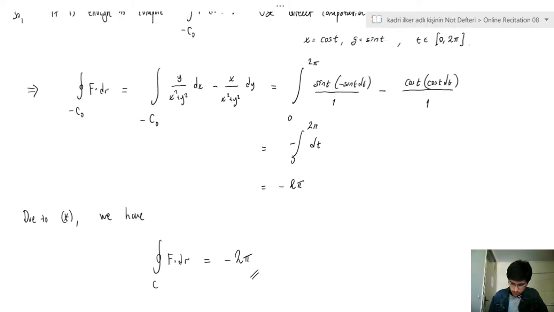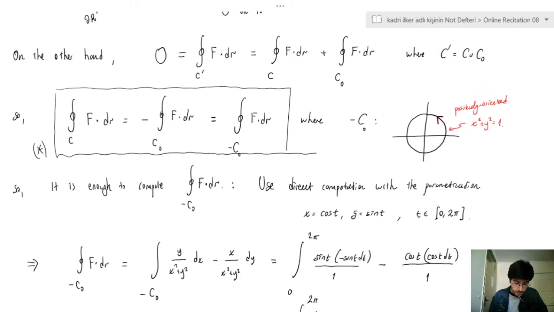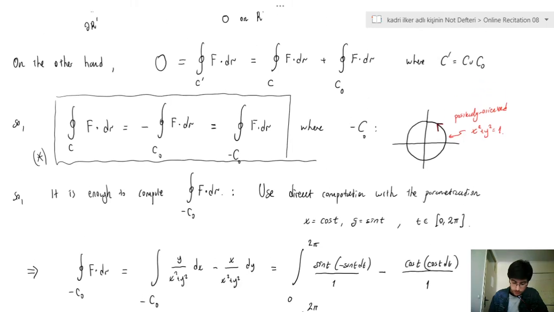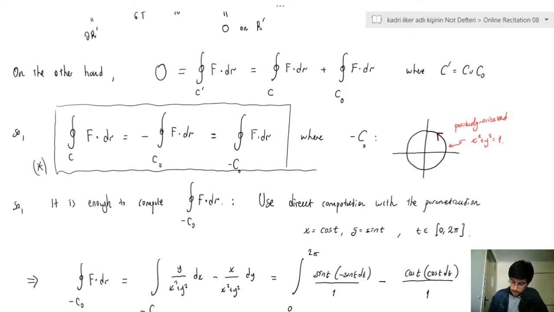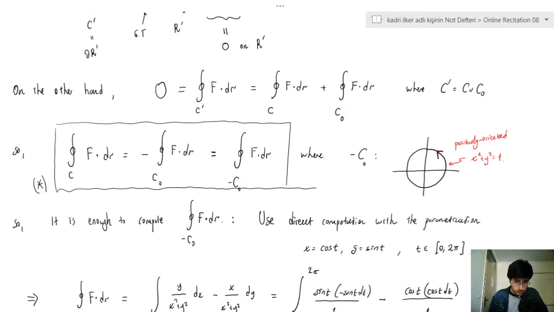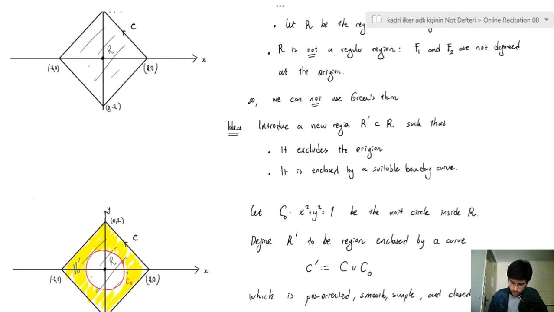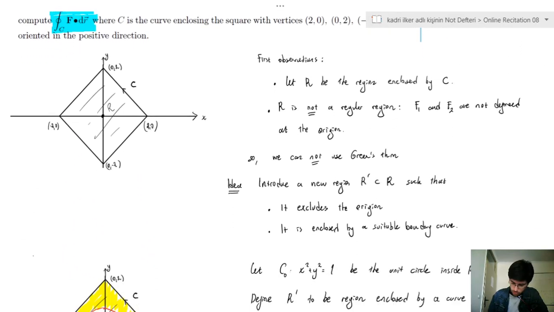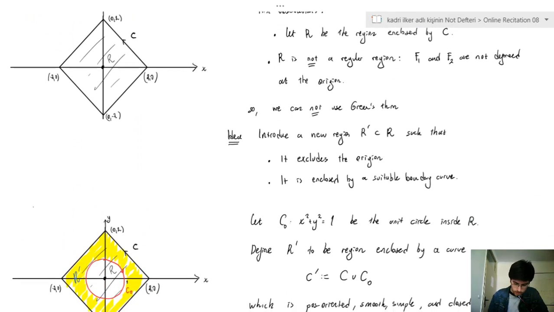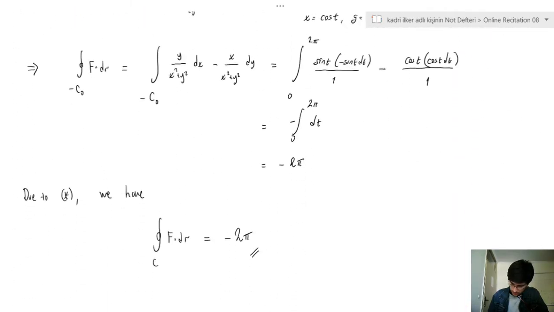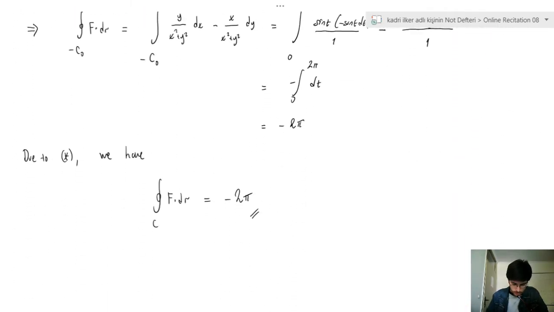This is how we use Green's theorem, even if we were not able to use Green's theorem in the first place. But again, we have some trick. By using this trick, introducing a new region, we can end up with a nice result, a nice application.